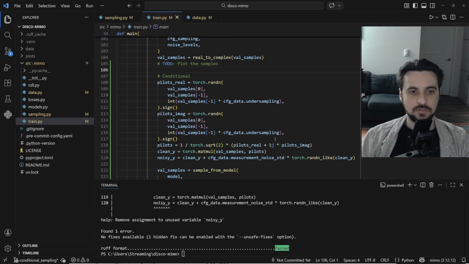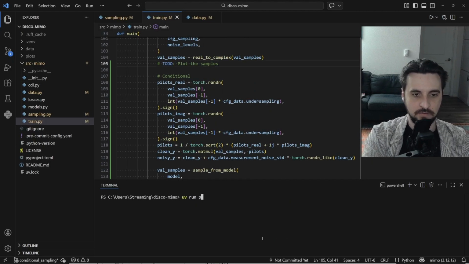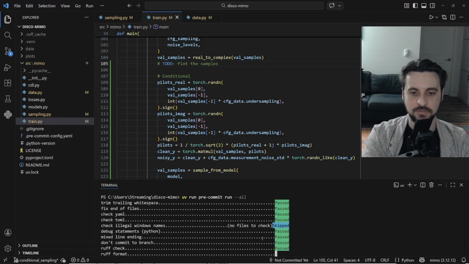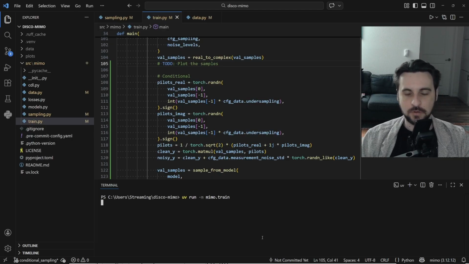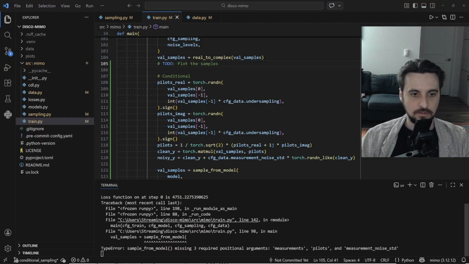Okay, let's do that, and that's it. Let's see if this runs, and if it does run, we can do the plots. Well, it's not going to work because we have to train a model, so the plots will look bad in the beginning, but then we can actually track this loss during training too. So then I just uv run -m mimo.train. We probably missed a few things, but they should be easy to clean up now.